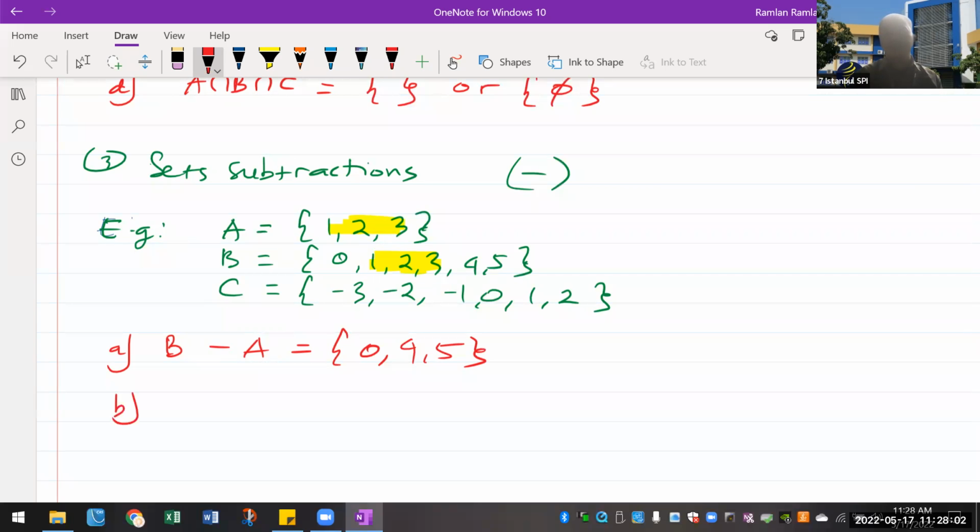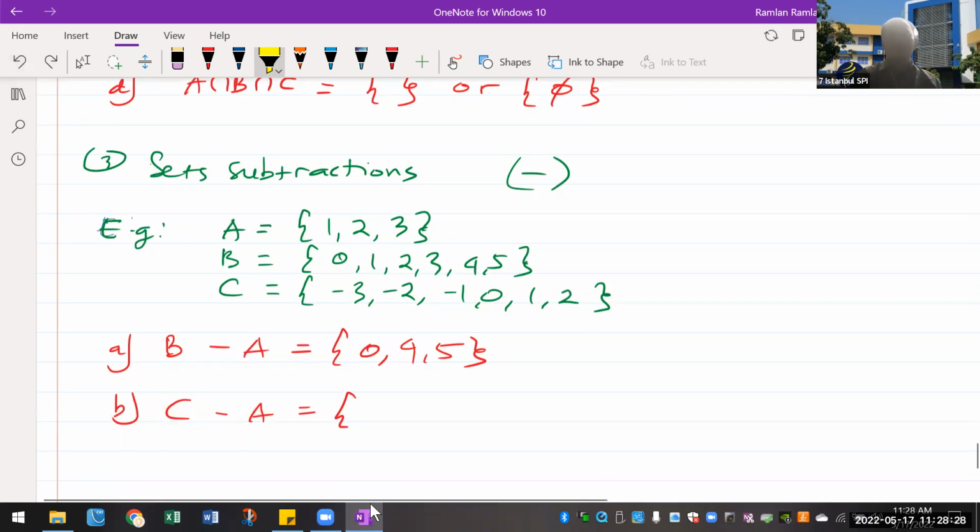Example B is C minus A. Again, the first thing that we need to do is to find common elements from set C and set A, because we're talking about set C and A here. The focus is on C and A only; B you can ignore.